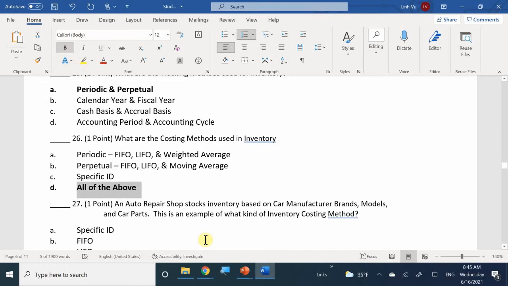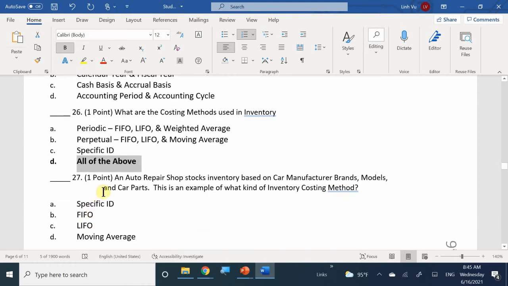Let's see, this question says an auto repair shop stocks inventory based on car manufacturing brands, models, and car parts. This is an example of what kind of inventory costing method? Specific ID. I think about Kimberly with this one because this is the example that you gave her when she was asking about specific ID. Yes, okay.